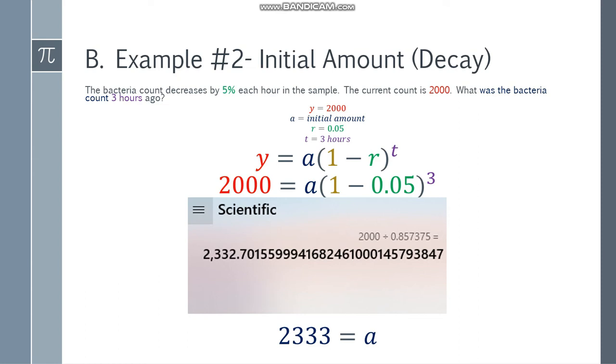Ano daw yung bacteria count niya 3 hours ago? That's approximately 2,333. Kasi nag-round up ako kaya approximately. So, talaga yung pinakasagot niya.